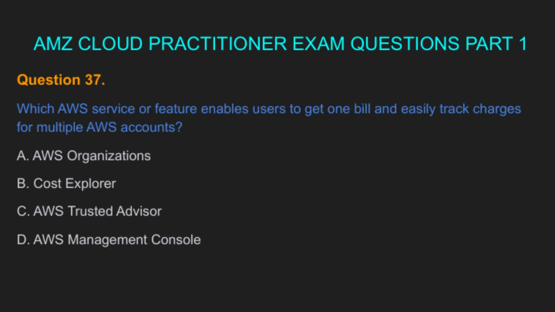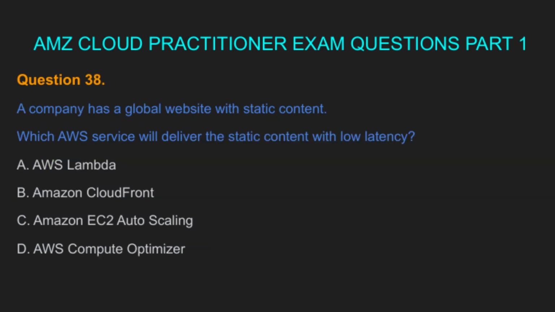Question 37. Which AWS service or feature enables users to get one bill and easily track charges for multiple AWS accounts? A. AWS Organizations. B. Cost Explorer. C. AWS Trusted Advisor. D. AWS Management Console. The answer is A. AWS Organizations.